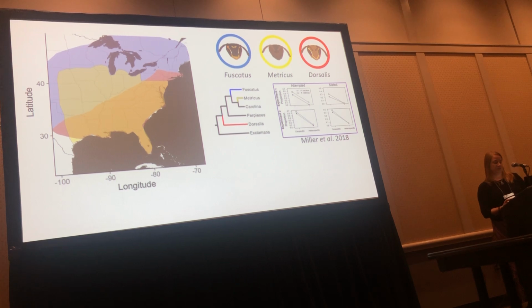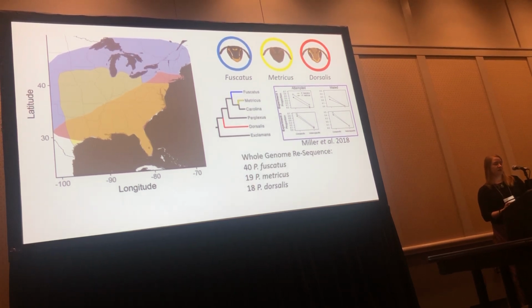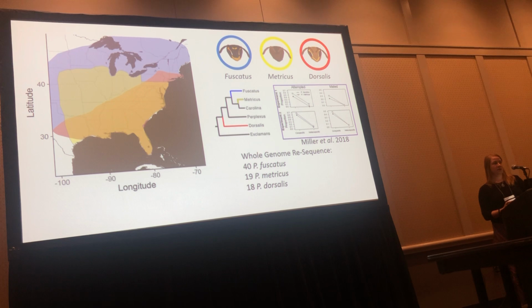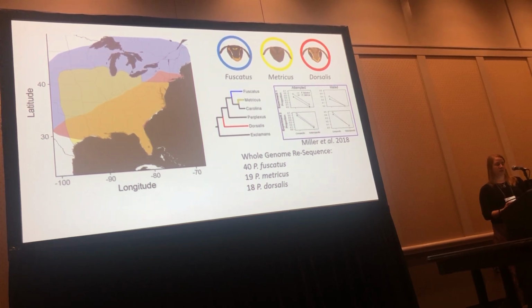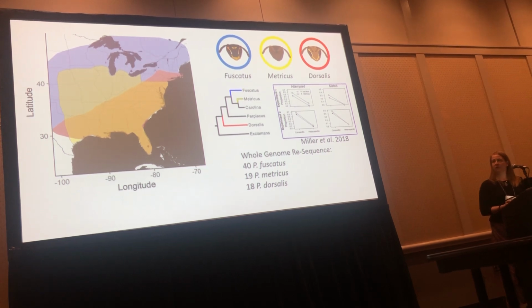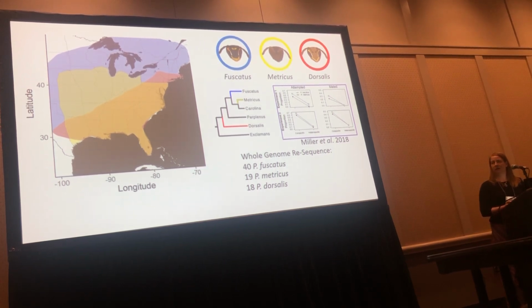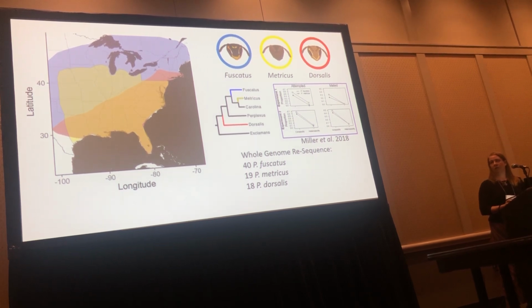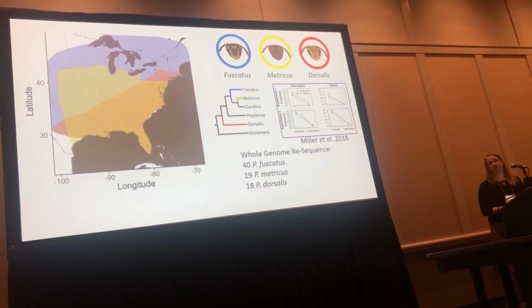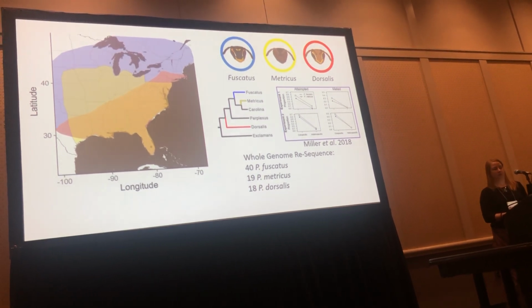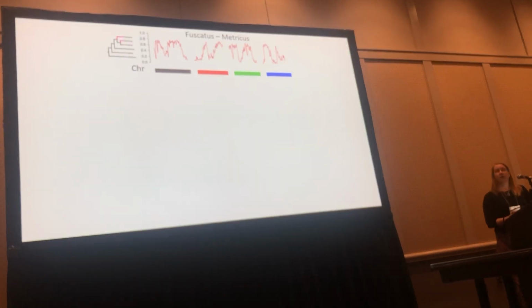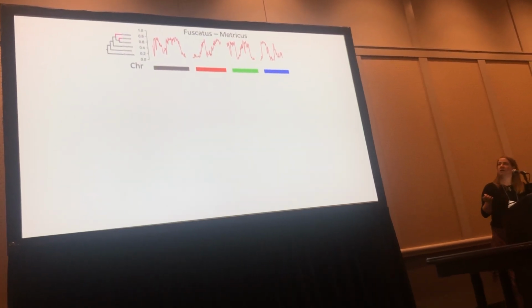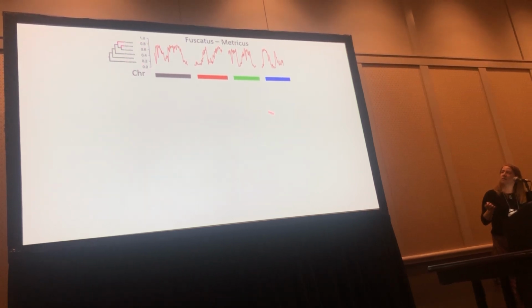To do this, we did whole genome resequencing of individuals collected from the 3 species from at least 2 populations: 40 fuscatus, 19 metricus, and 18 dorsalis. All of this data was aligned to the fuscatus genome for the slides that I'm going to show next, but I want to point out that all of my conclusions also hold true if you align them to the alternative genomes.